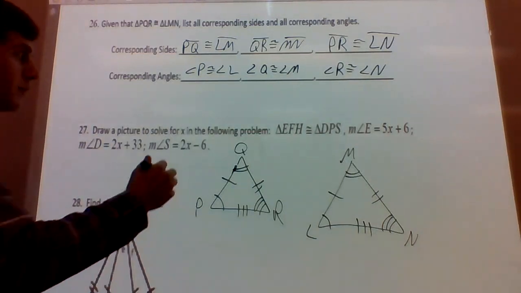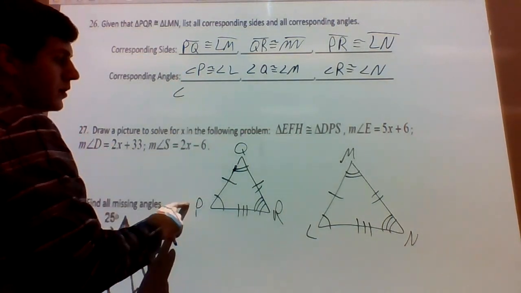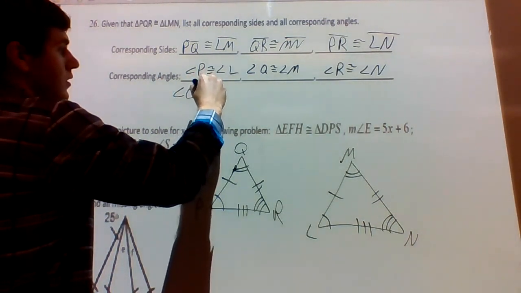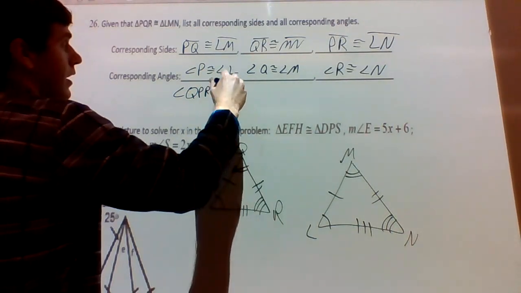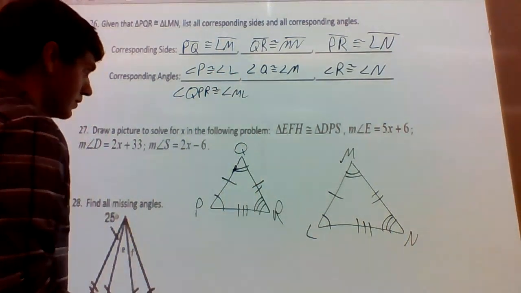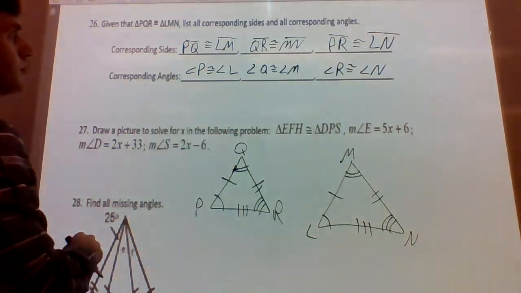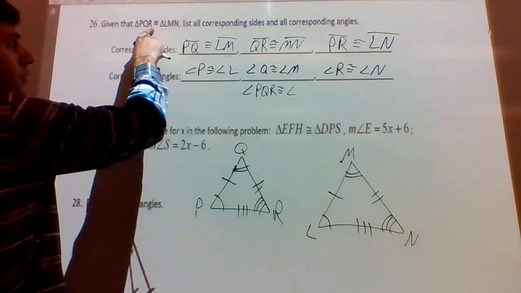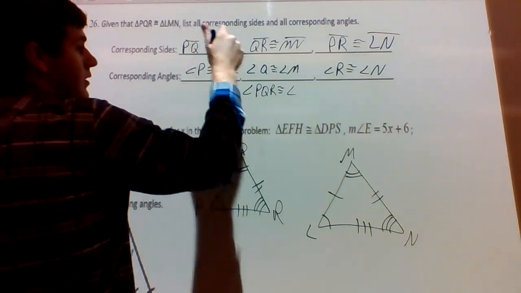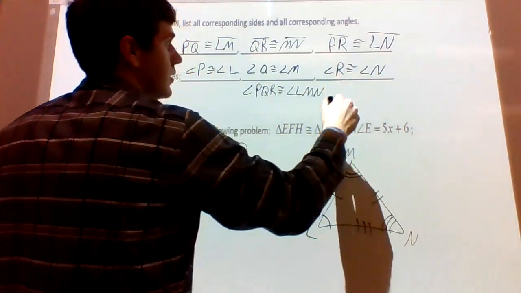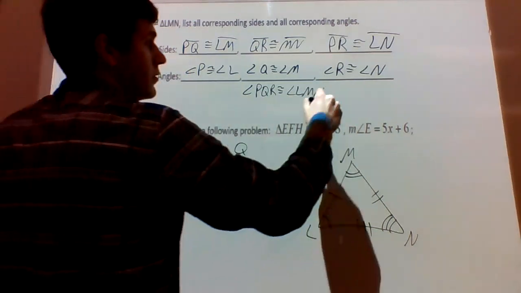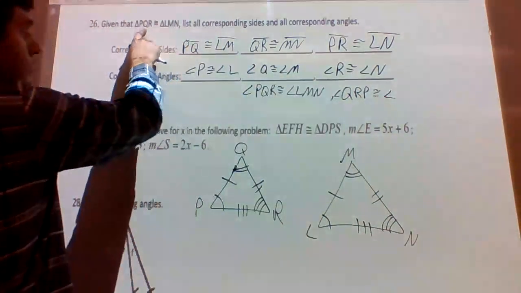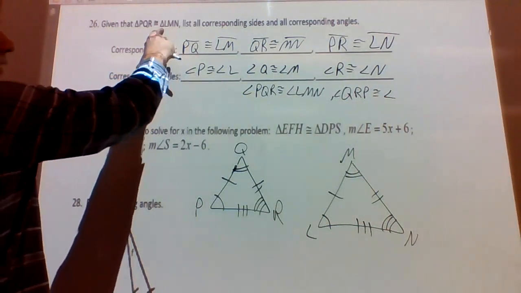Okay. We could also name it, instead, this is just an alternative name. Well, let's do it this way. Angle PQR is congruent to angle LMN. Okay. Angle QRP is congruent to angle, so we want QRP, so it's going to be MNL.